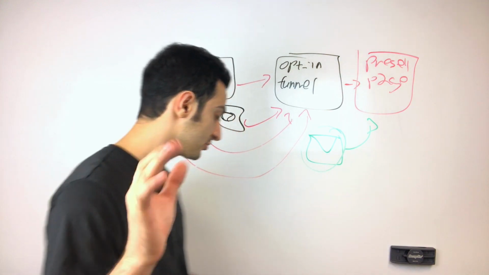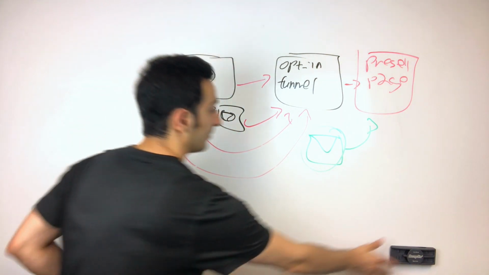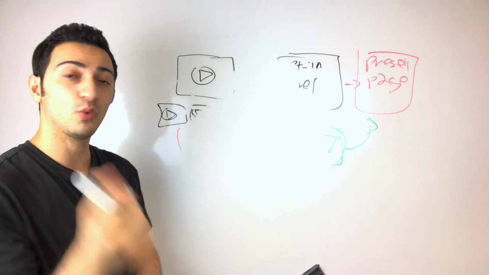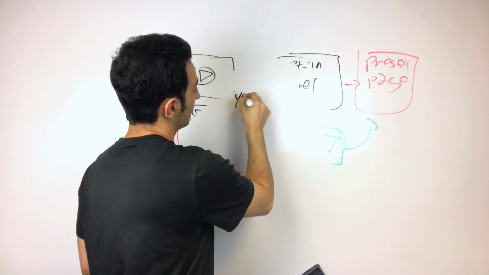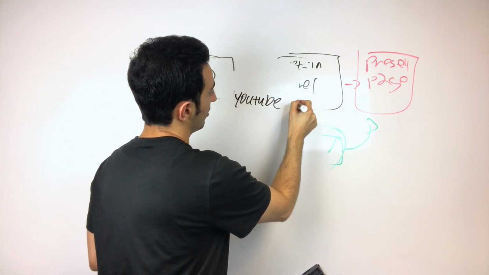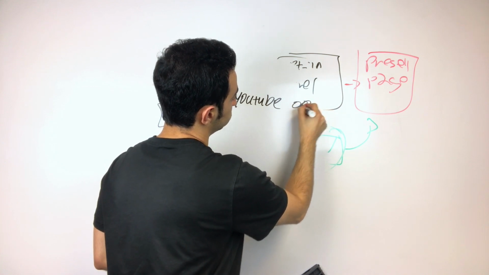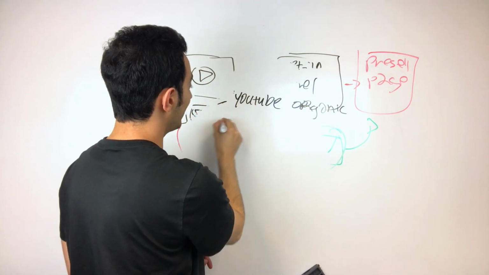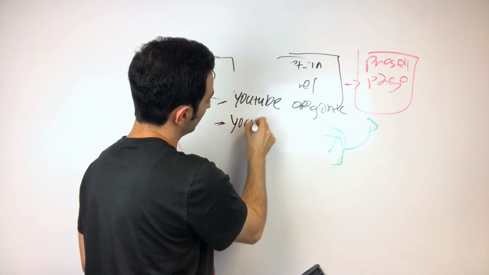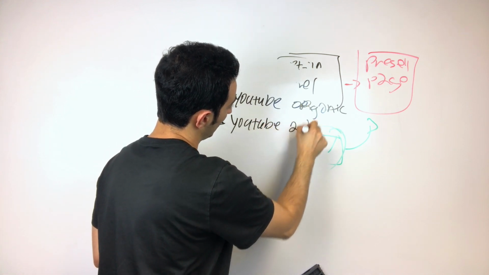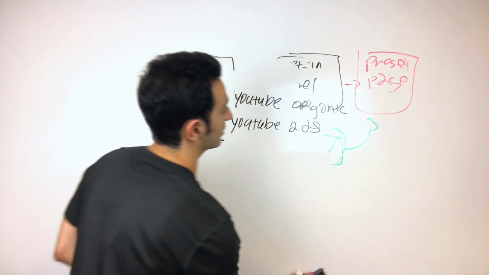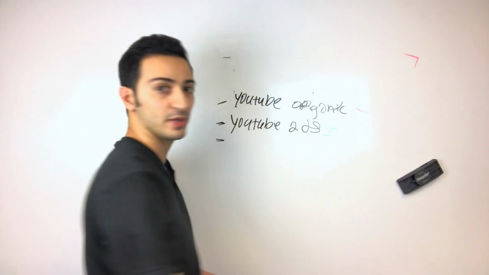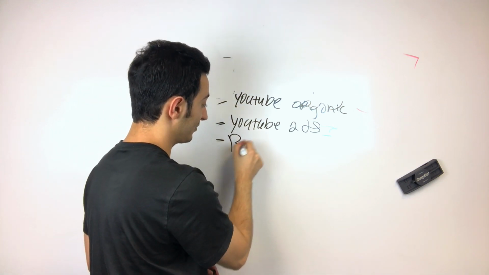Now, third traffic source. Actually, let's put them down here. Put them right here. So the first one was YouTube organic, second one was YouTube ads. And the third one is, let me just clean this up a little bit. There you go, much better. So the third one is Bing advertising.